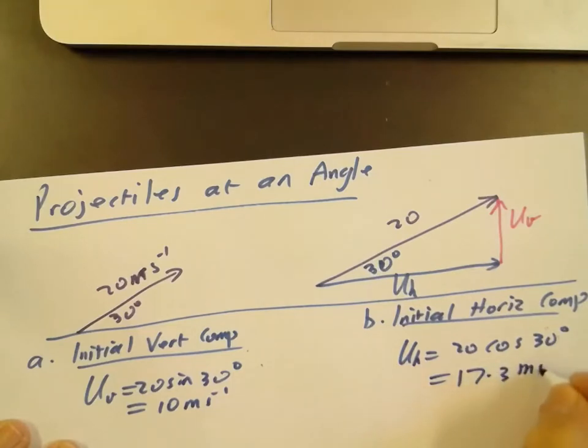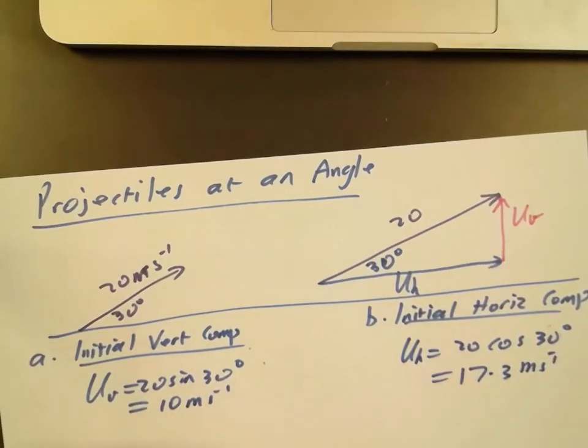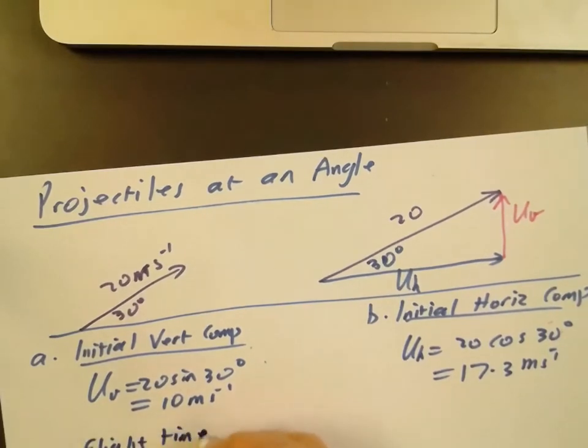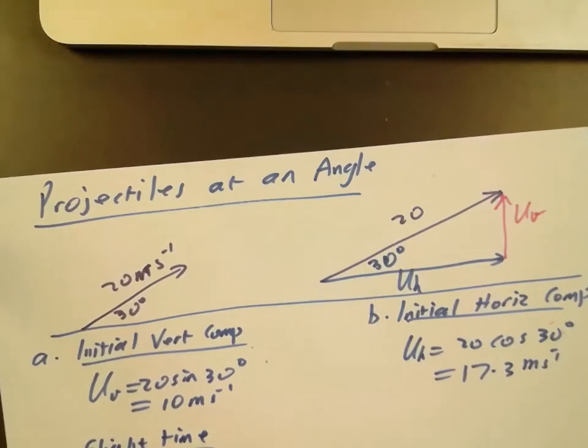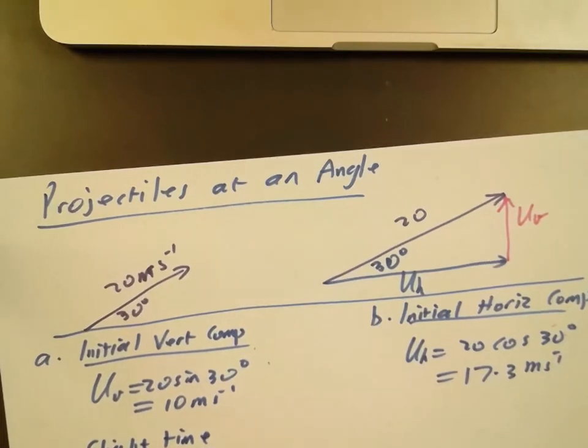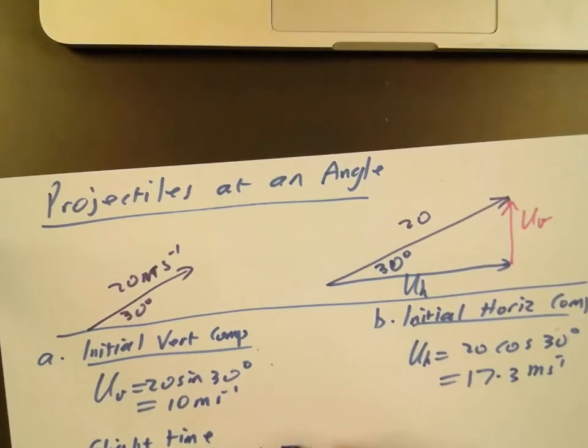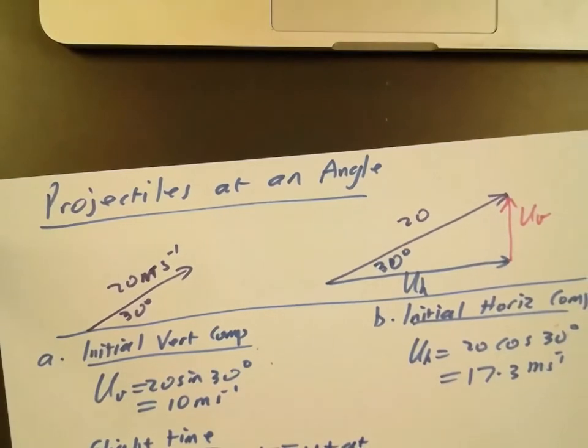C. Flight time. As was explained today, because this is like something being thrown straight up and straight down, so it's going up at 10. So U equals 10, V equals minus 10 when it hits the ground again, A equals minus 9.8, T equals don't know, V equals U plus AT, minus 10 equals 10 minus 9.8T, T equals 2.04 seconds.